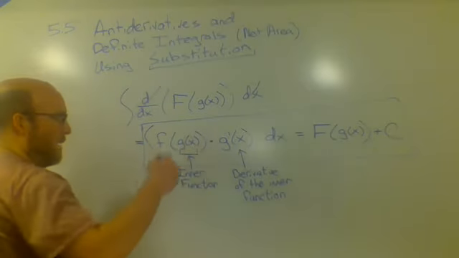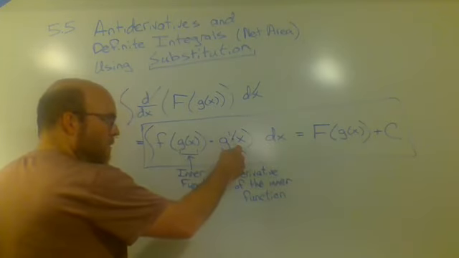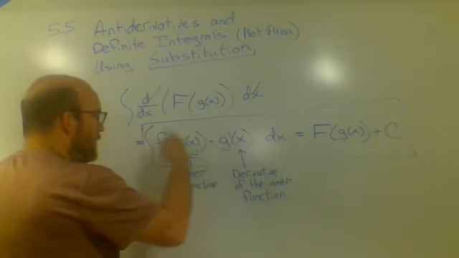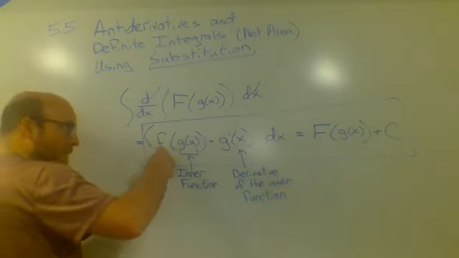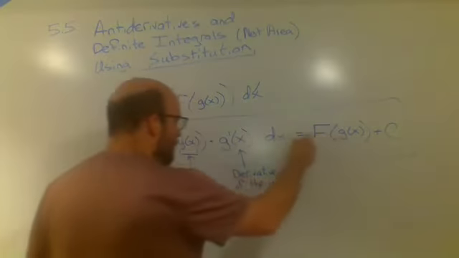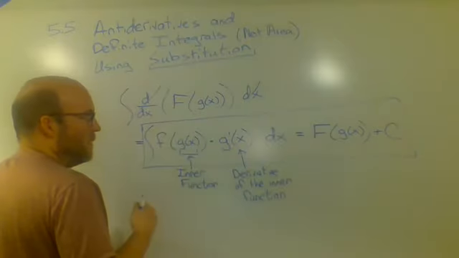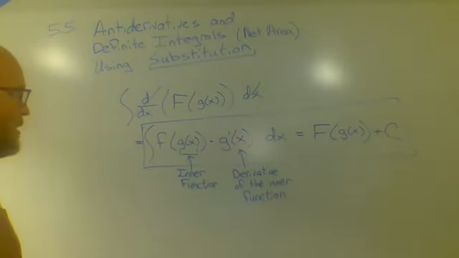And so we have to have an outer function, an inner function, and the derivative of the inner function to be able to use this. And notice that when we take the antiderivative, all that really happens is we take the antiderivative of the outer function, and the inner function just stays put, and that derivative disappears. So that's how we can think about it if you want to try to mentally do this.